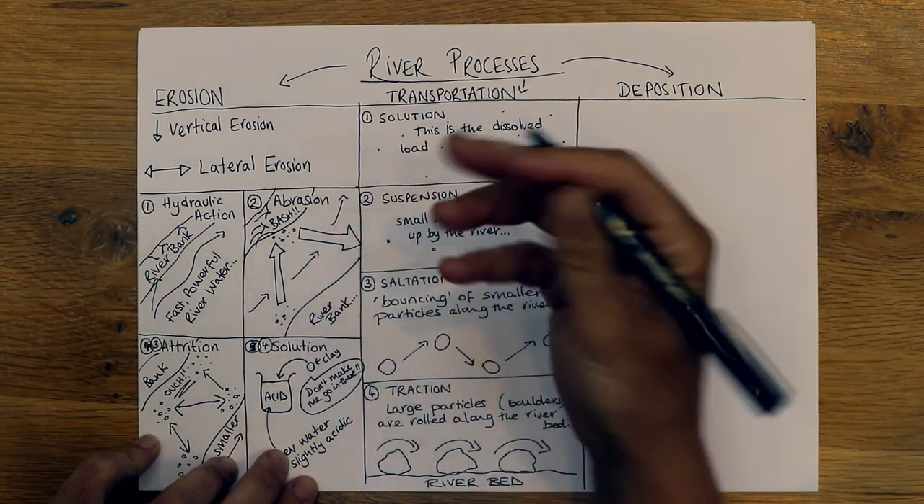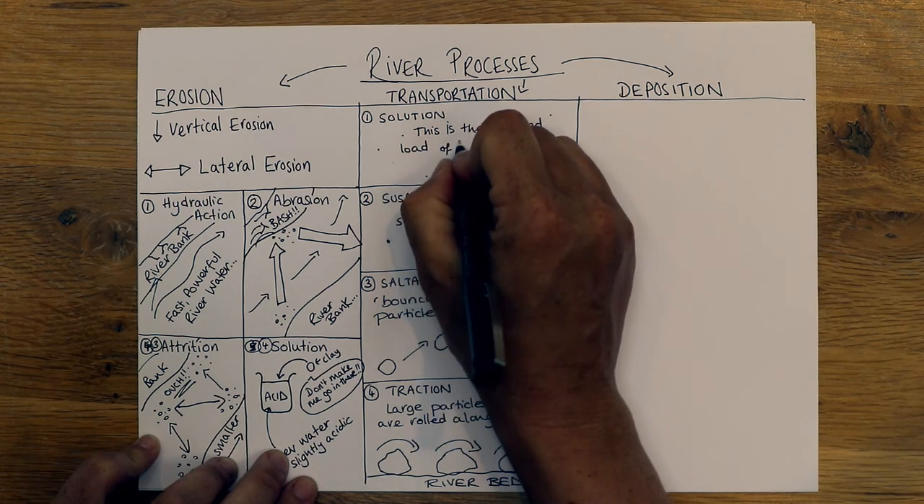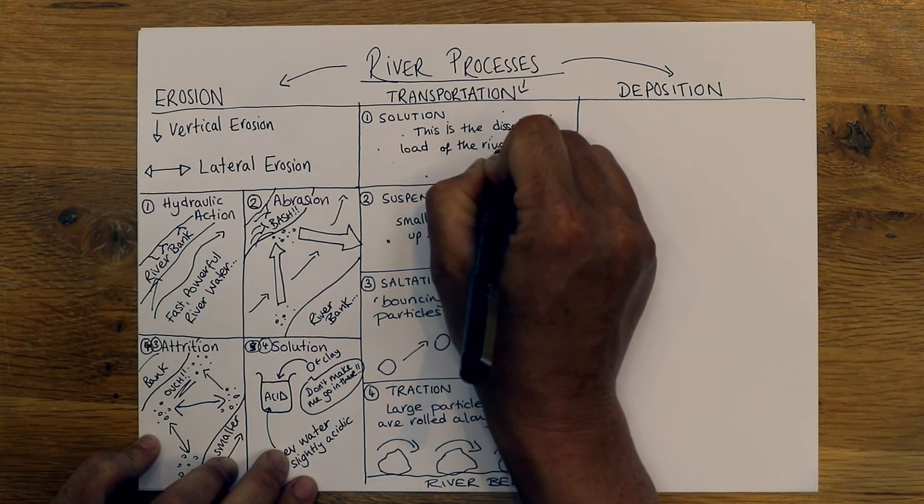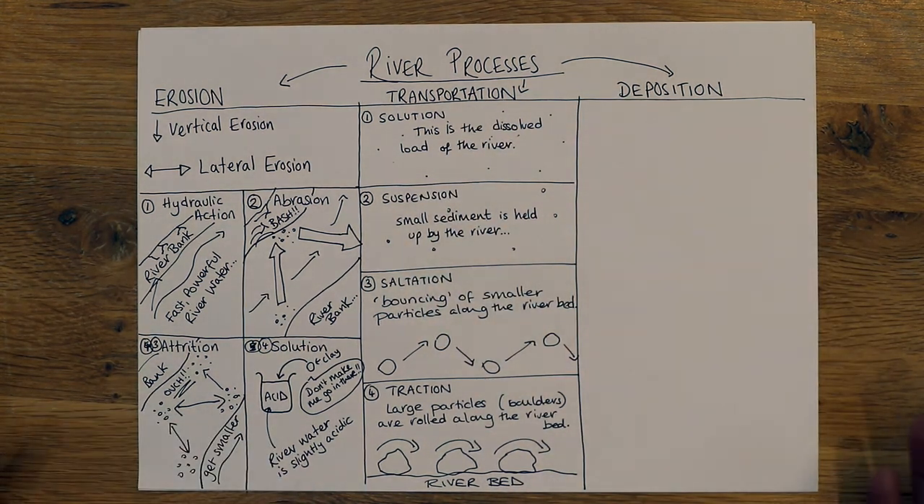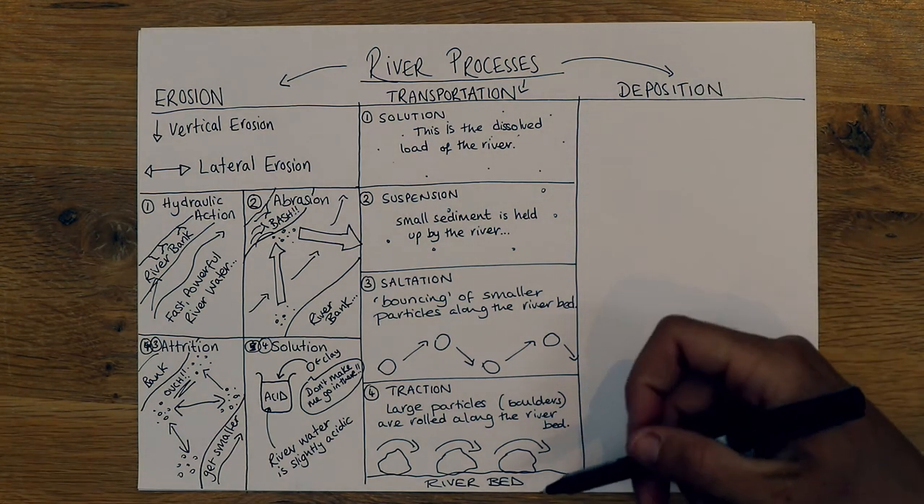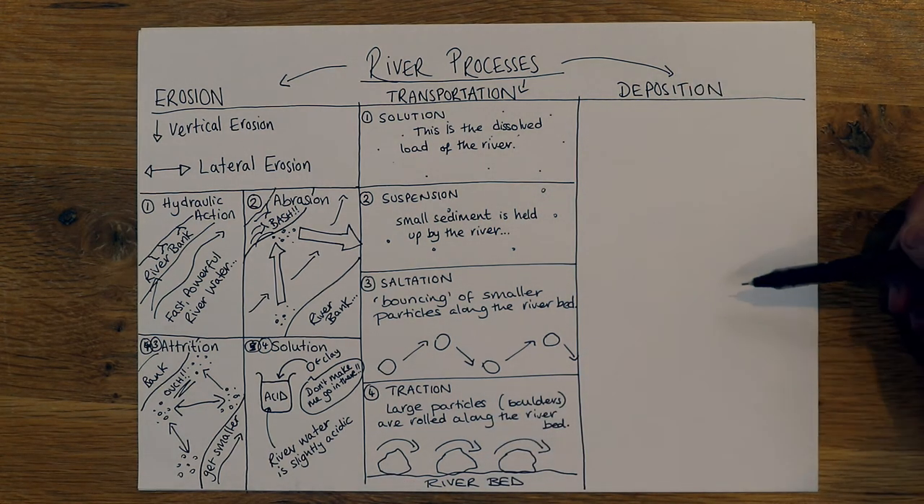That's what the river's carrying. It's the load of the river. Okay, so in a nutshell, those are your four types of transportation, moving from heaviest to lightest.